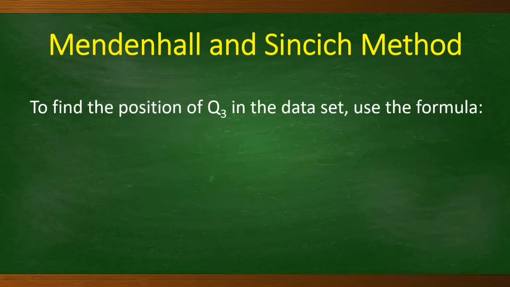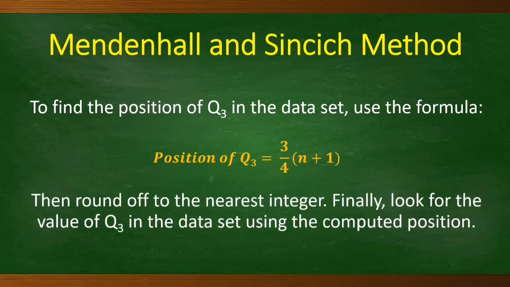To find the position of the third quartile in the data set, use the formula: position of the third quartile is equal to 3/4 times quantity n plus 1 closed quantity. Again, take note that the numerator of the fraction is 3, which is the same as the quartile we are looking for, the third quartile. Then round off to the nearest integer. Finally, look for the value of the third quartile in the data set using the computed position.